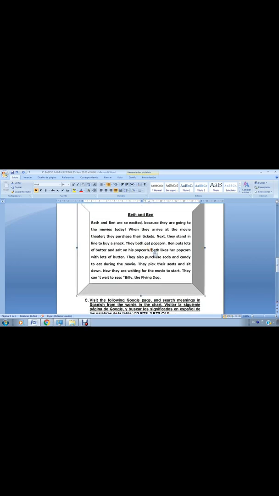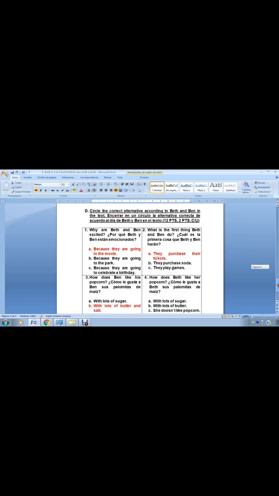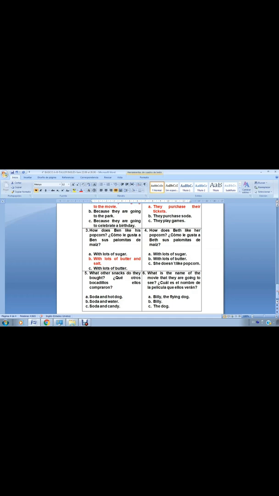It says, dice, Beth liked her popcorn with a lot of butter, con mucha mantequilla. So, entonces, the correct answer is letter B. La respuesta correcta es la letra B, with a lot of butter, con mucha mantequilla. Question number 5, pregunta número 5.